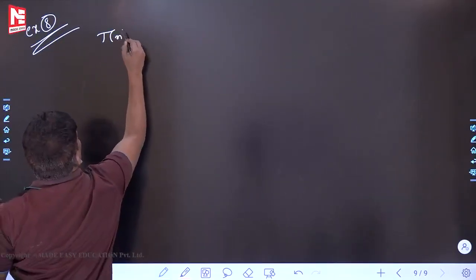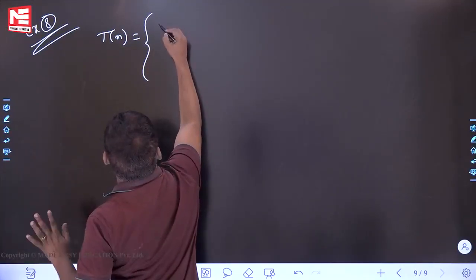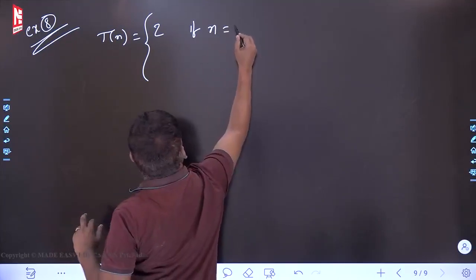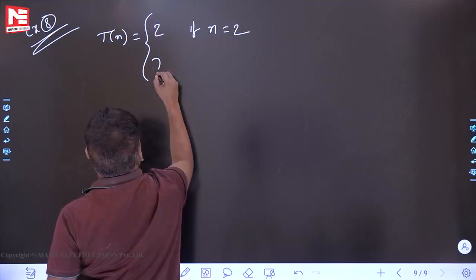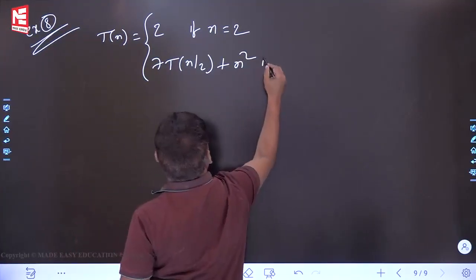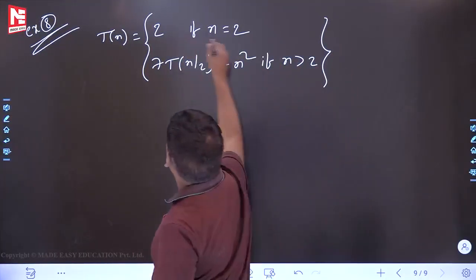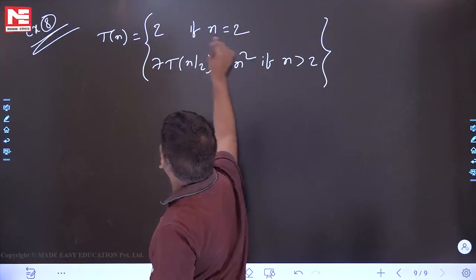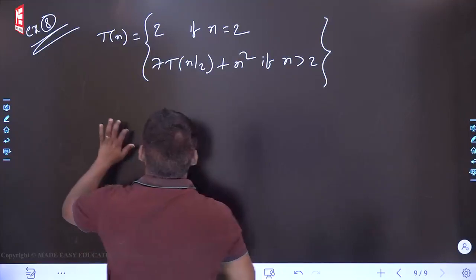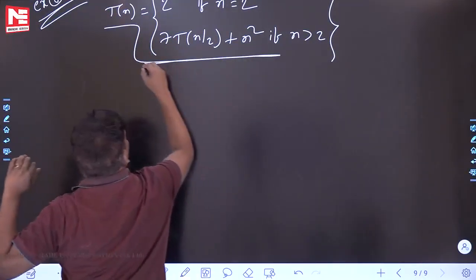Tn is equal to, the answer is going to be 2, if n is equal to 2. Anything you can keep. Otherwise, 7t(n/2) plus n square, if n is greater than 2. Some termination condition; if they don't give it, take some constant here. Fine. So the major thing is Tn is equal to 7t(n/2) plus n square.